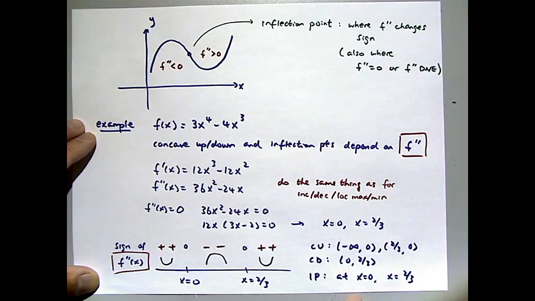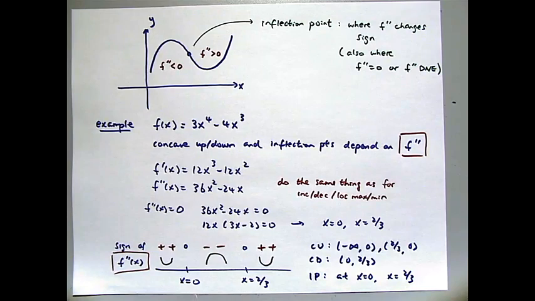Right? These happen when f double prime changes sign, just like when we were looking for the local max and min. These will not be the local max and the local min. They're not related to that. They're related to the shape. Okay? But we do the same thing, just with a different function.